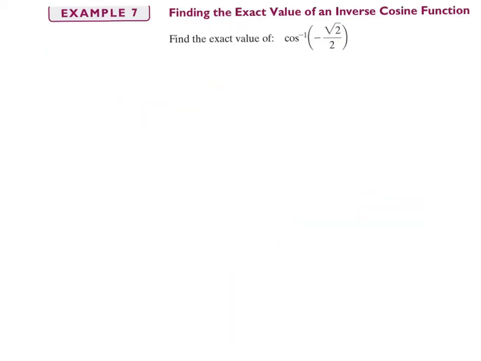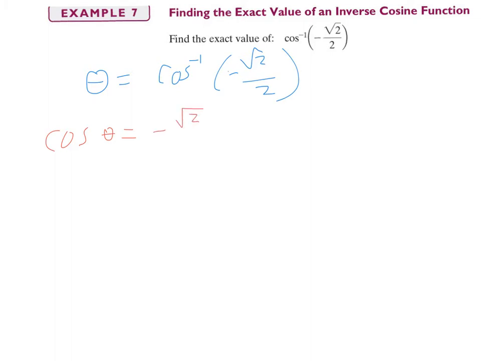For example 7, it says find the exact value of cosine inverse of negative square root of 2 over 2. Remember, that's asking what angle you get when you take the inverse cosine of negative square root of 2 over 2. If you were to take cosine of both sides, you'd get cosine of theta is equal to negative square root of 2 over 2. And since cosine is negative, that would be in the second quadrant.